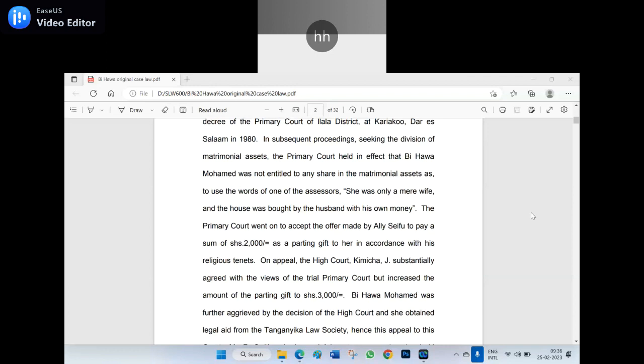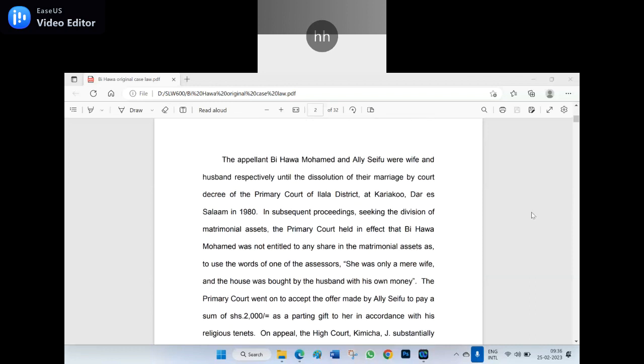Because the court itself says there is no dispute at all about the material facts of this case, which are as follows. They give the material facts, and you can just compile them. I don't know what he has given here. Here they say they are wife and husband. And they also said that in the primary court they filed a case in subsequent proceedings seeking division of the matrimonial estate. The primary court held that Bibi Hawa Muhammad was not entitled to share in the matrimonial estate, as she was only a mere wife and the house was brought up by the husband with his own money. Can you write all those things?